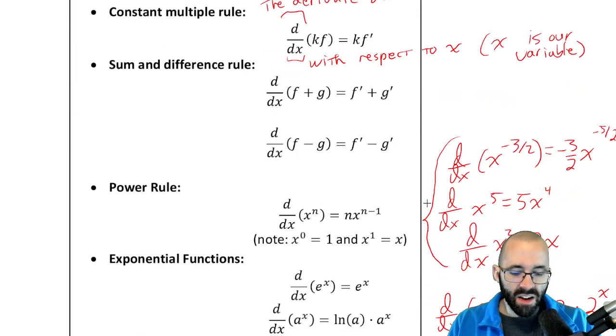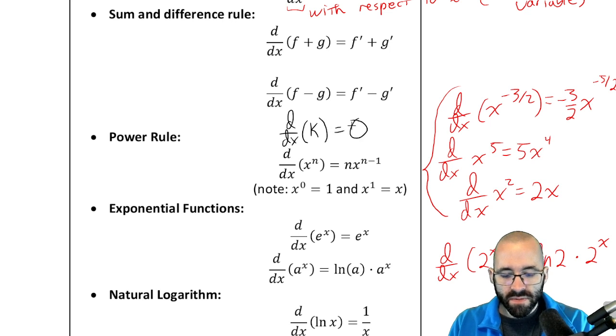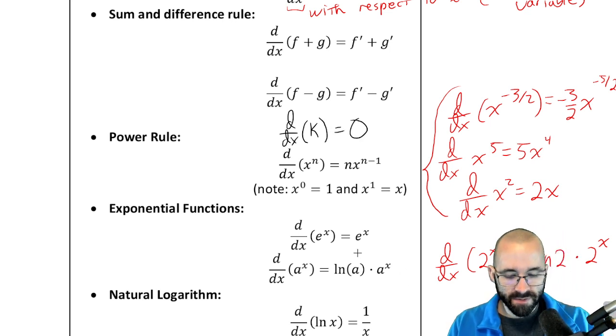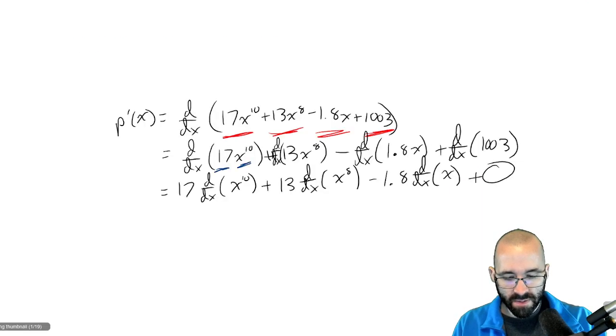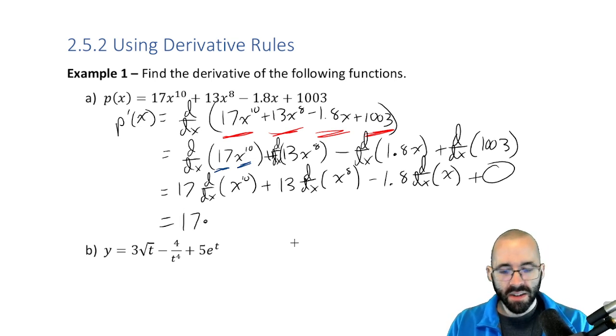Technically, this is a subset of the power rule. But if you want to write a note to yourself, the derivative of a constant function is just 0, you can do that. All right, great. And then we can use the power rule. We have 17 times this derivative.